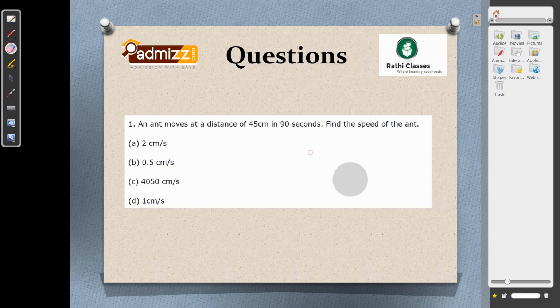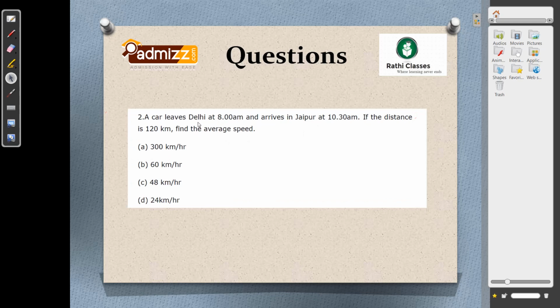The question was very easy. Moving on to the next question. A car leaves at 8 am and arrives in Jaipur at 10:30 am. That means 2 hours 30 minutes.